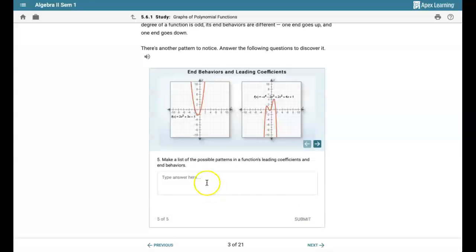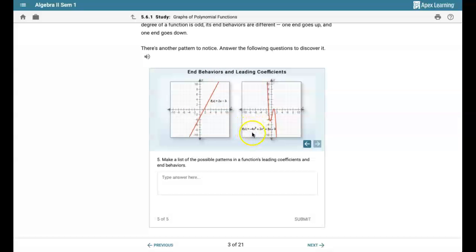All right, so the pattern here is that this one, if it's got an even coefficient and a positive value, it's going to go up. If it's got an even coefficient and a negative value, they're both going to go down. All right, and then looking here, if it's got a positive leading coefficient and it's an odd number, it's going to end up positive, right?